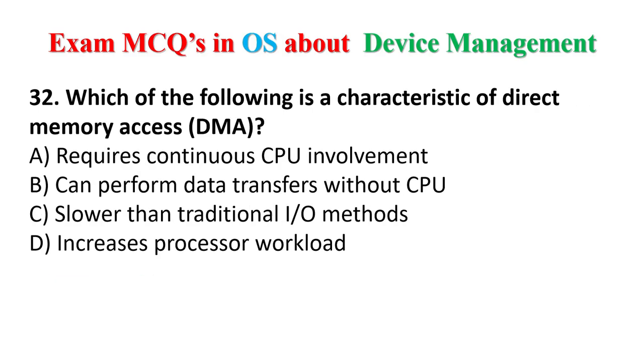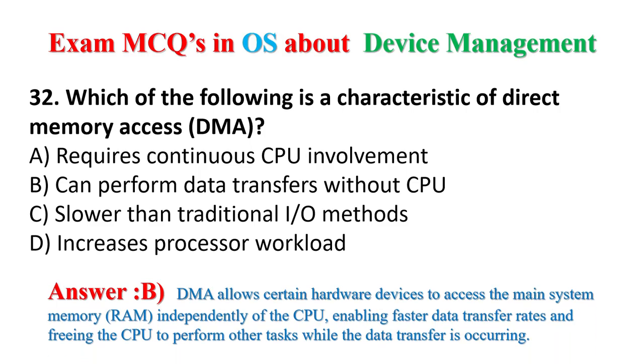Question number 32. Which of the following is a characteristic of direct memory access? It can perform data transfer without the CPU. Direct memory access helps certain hardware devices access the main system memory independently of CPU involvement, enabling a faster data transfer rate and freeing the CPU from other tasks while the data transfer is occurring.